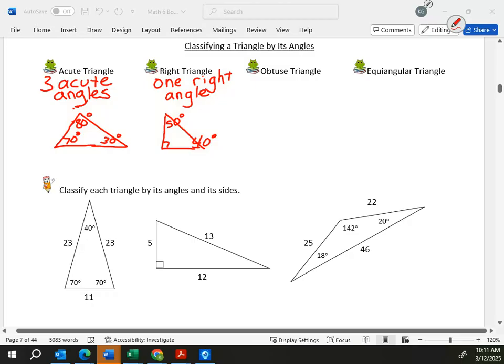Next triangle. This is an obtuse triangle. What do you think the definition of an obtuse triangle might be, Lexi? One obtuse angle. It has only one obtuse angle. Why do you think there is just one obtuse angle? Adeline?